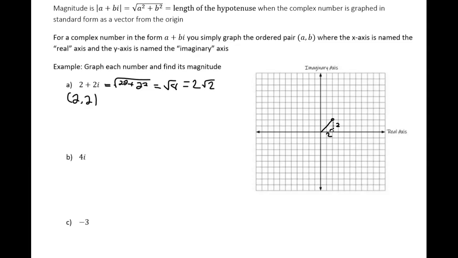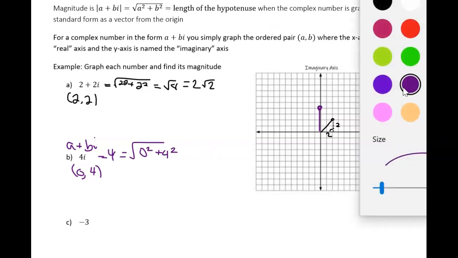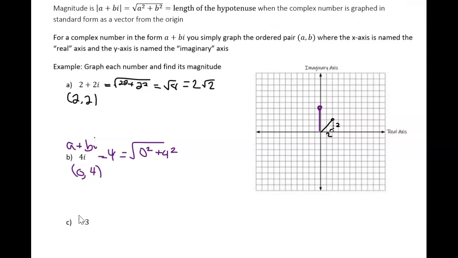Then we have the example 4i. So if you can tell, it's missing the a in a plus bi. So it has the i coefficient of 4, but it doesn't have the a, which means we're going to graph this point as (0, 4). Now magnitude is just that length. So if we graph (0, 4) right here, we know that this is just a length of 4. But we can always set up our magnitude formula to include 0 squared plus 4 squared as justification for the magnitude being 4.